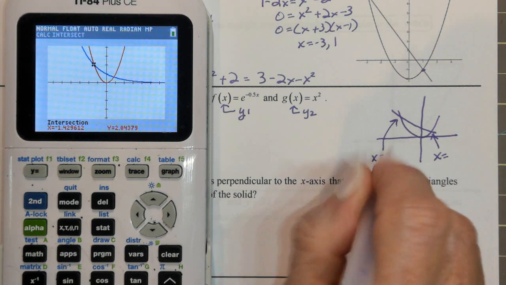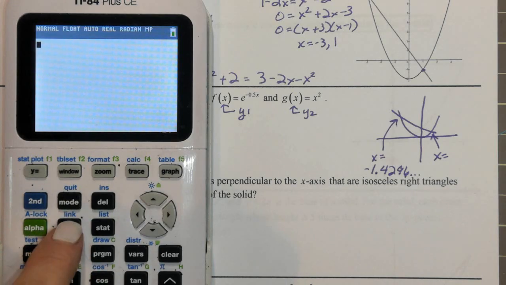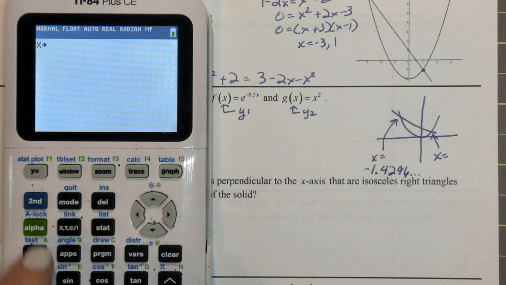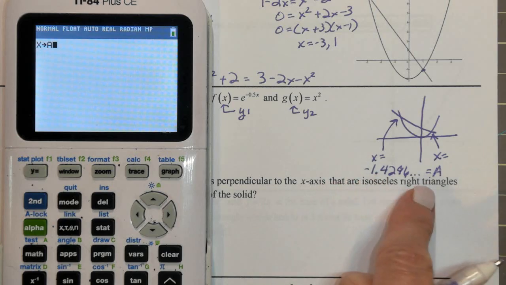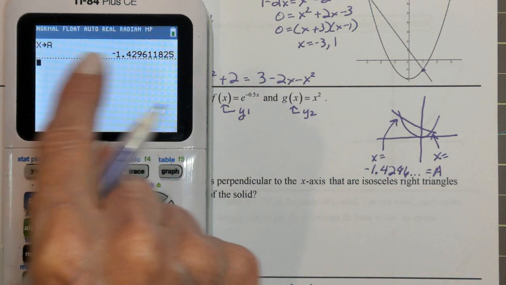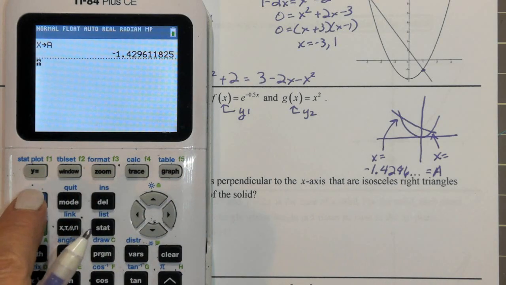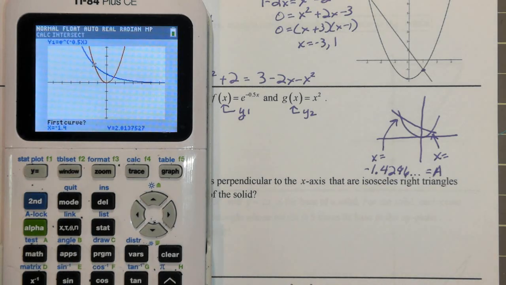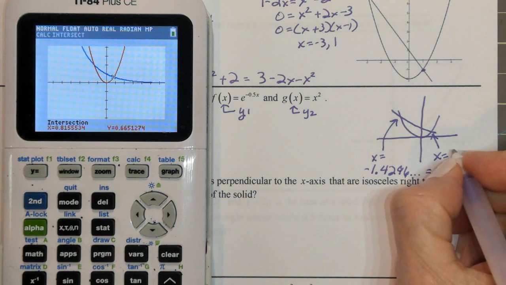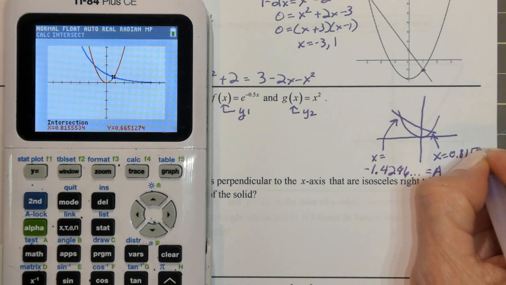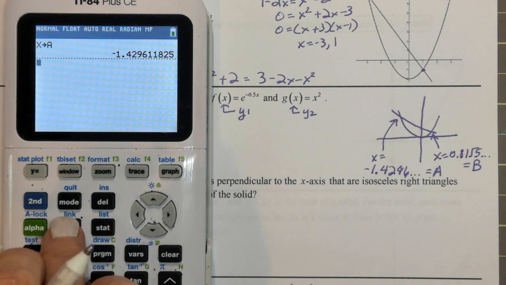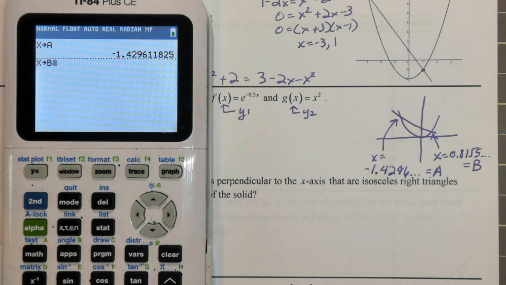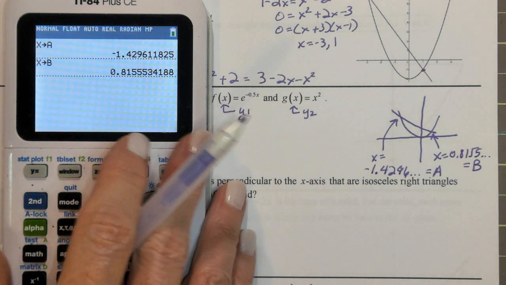We need to carry that exact number over. So I'm going to go to my home screen, take that current x value and store it in for a. And I'm saying what I'm doing. Okay? Now my calculator thinks a is that number. Let's go find the other intersection point. Enter, enter, close to +1 this time. So that x value is 0.8155... I'm going to put that in for b. So back to my home screen, take my current x value and store it in for b. Now my calculator thinks that is b.